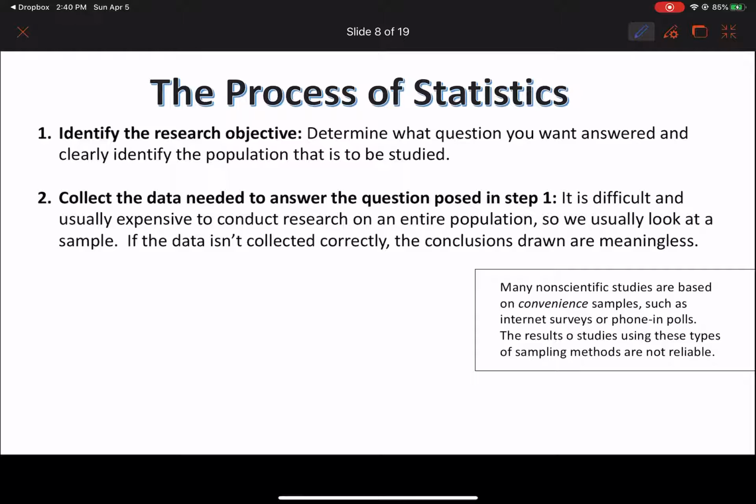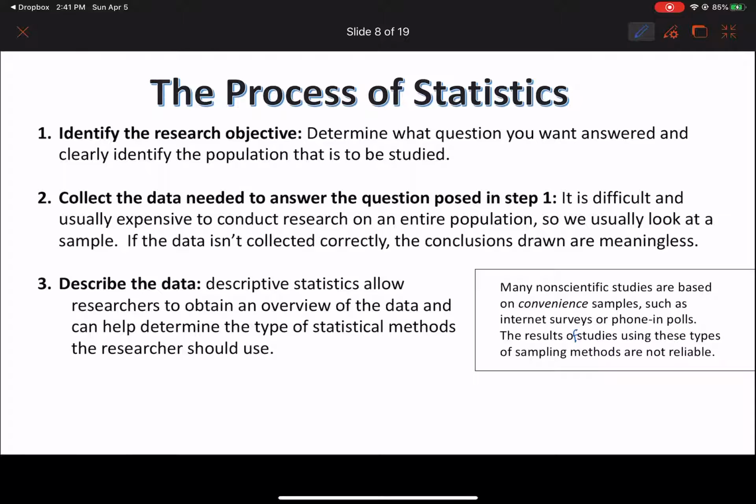So I had to add this little thing about non-scientific studies, that they're based on convenience samples, because a lot of times you are sampling people who have a particular view. For example, if you did a poll on Fox News, you're going to have entirely different results than if you do a poll on CNN, because one of them is more conservative and the other is more liberal. So a lot of times your polls are not very reliable because you're allowing it to be people who already might lean a certain way.